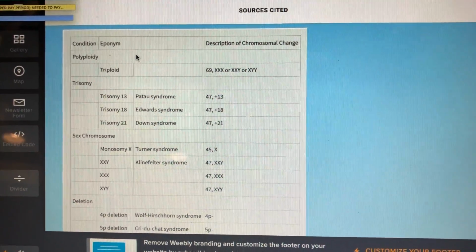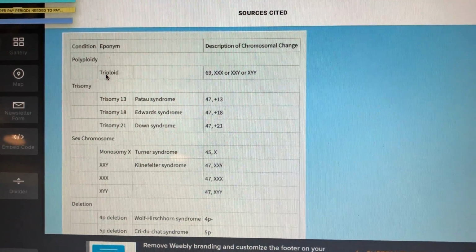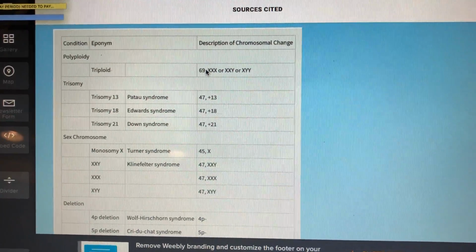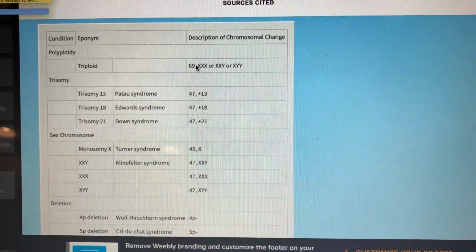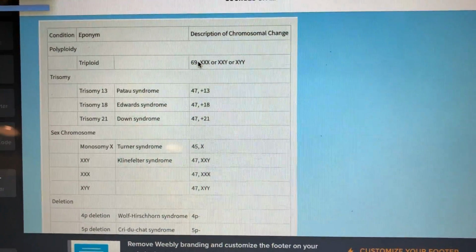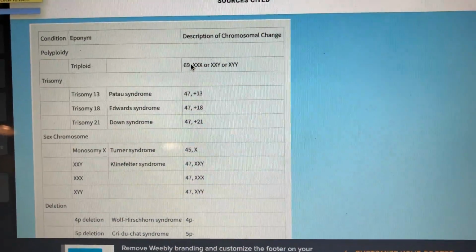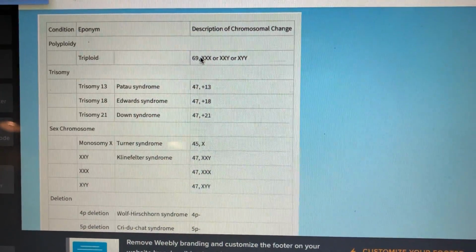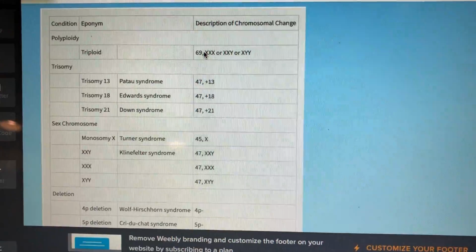So first we see polyploidy. The first condition is triploid, which means that the individual affected has 3 copies of every single chromosome, for a total of 69 chromosomes. This is not consistent with what we just saw in our FISH study.